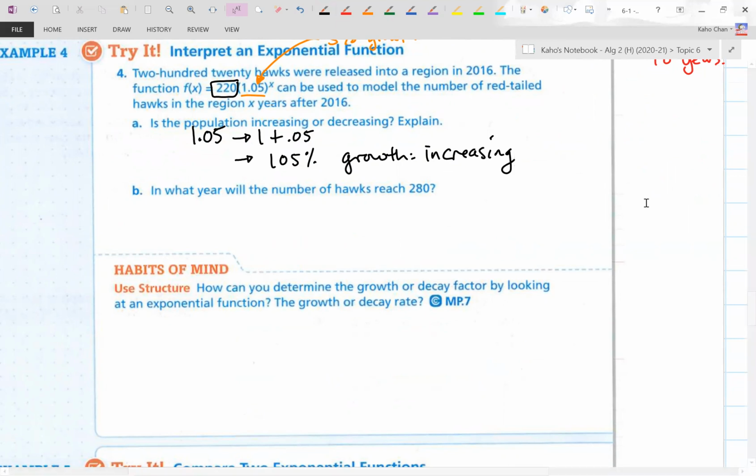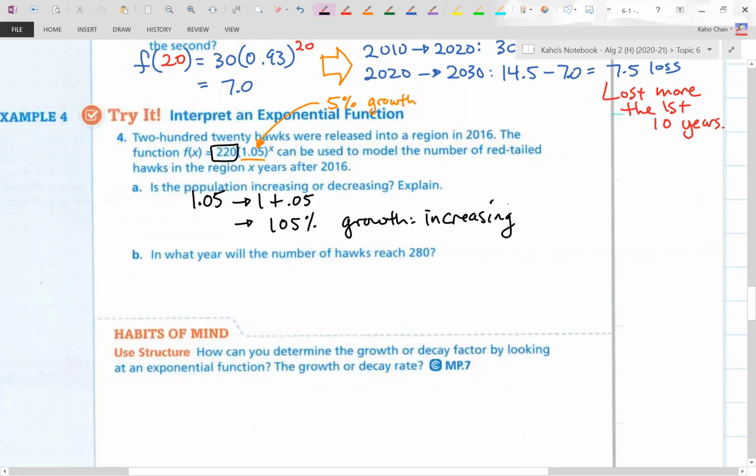Second question, in what year will the number of hawks reach 280? So this is more of a guesstimate. We haven't learned how to solve this yet by algebra. So sometimes it might be ideal to graph this on the calculator. All right, so how long will it take for it to hit 280 hawks? So you replace the y value with 280.